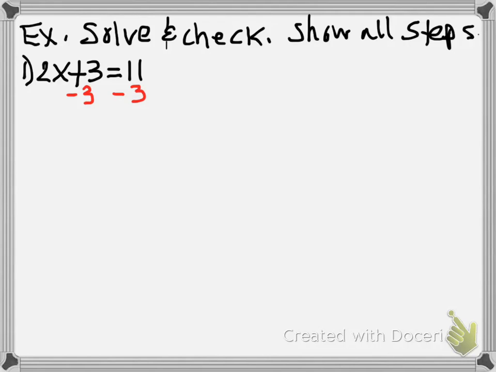Now, remember that property we talked about that said reflexive property, something is equal to itself? This is when it comes into play. I've got negative 3, negative 3. Taking away 3 equals taking away 3. So I'm doing the same thing to both sides. So the result of doing that leaves me with 2x equals 8. Fabulous. However, x is still not alone.